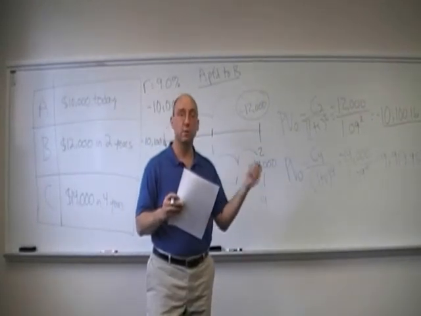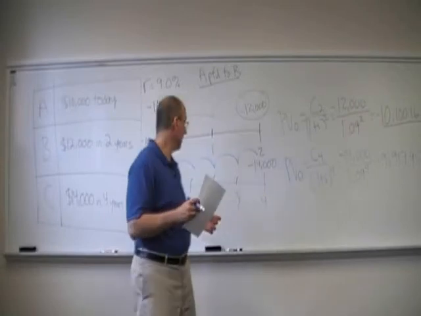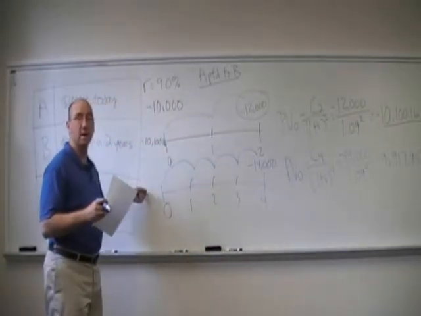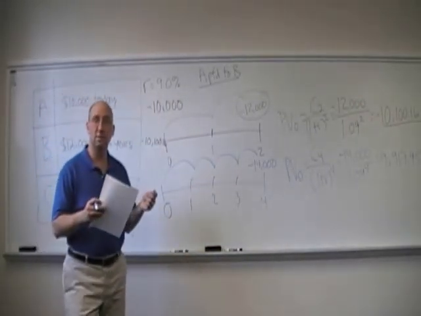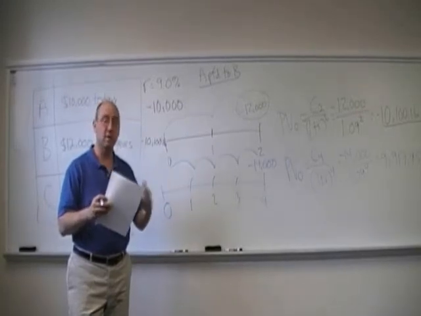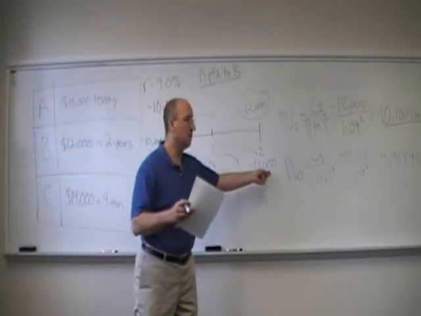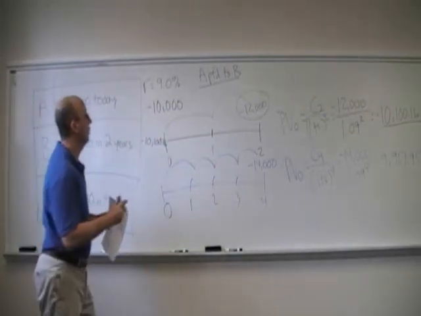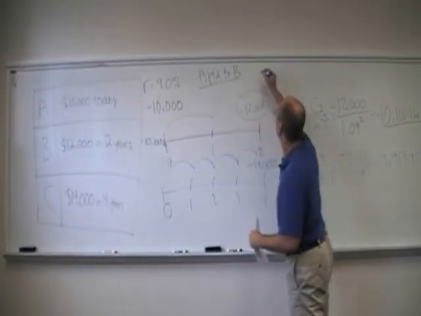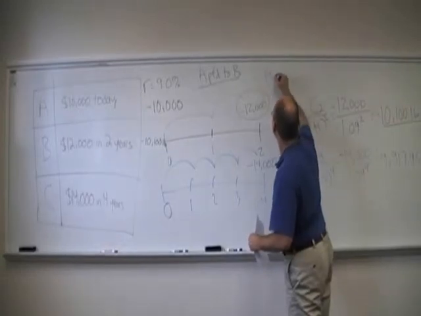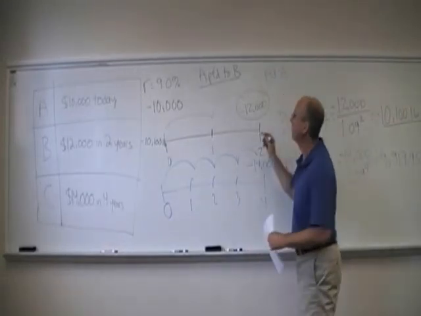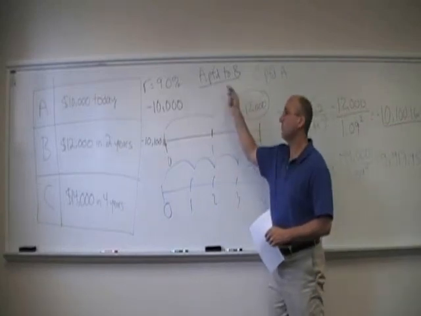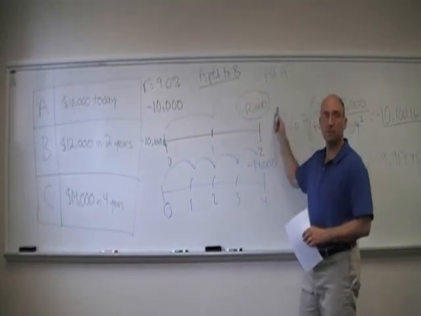So, if you're Fairfax, would you rather pay $9,917 today, or would you rather pay $10,000? Exactly. You'd rather pay $9,917.95. And that is equivalent in value terms to paying $14,000 in 4 years, which is what option C is. So therefore, C is preferred to A. So A is preferred to B, and C is preferred to A.